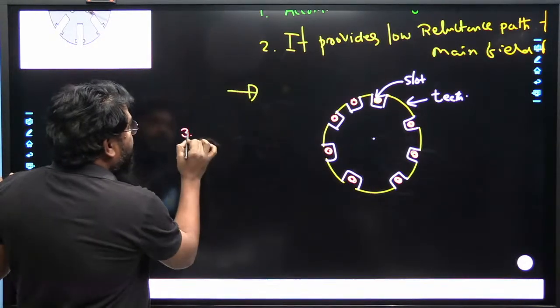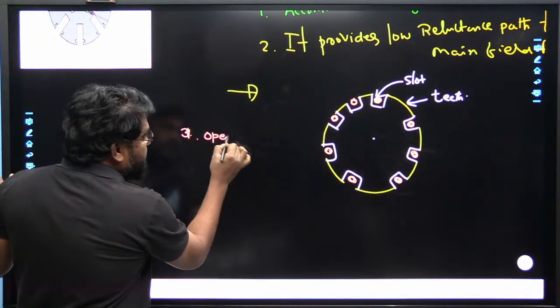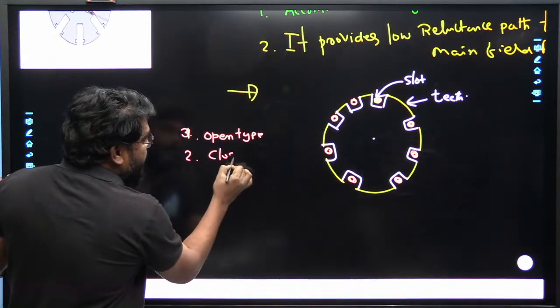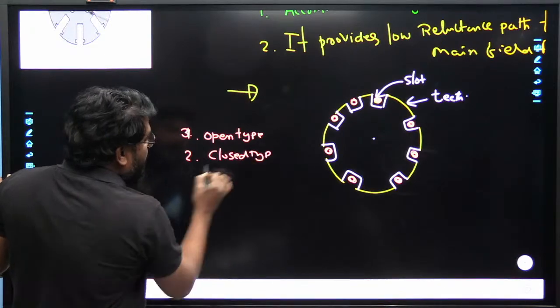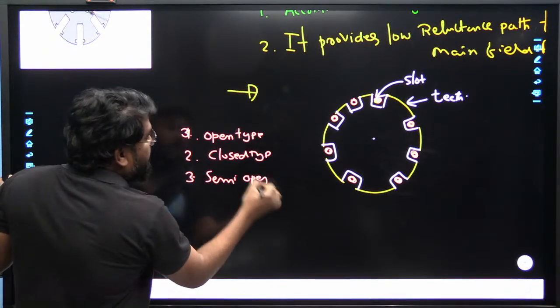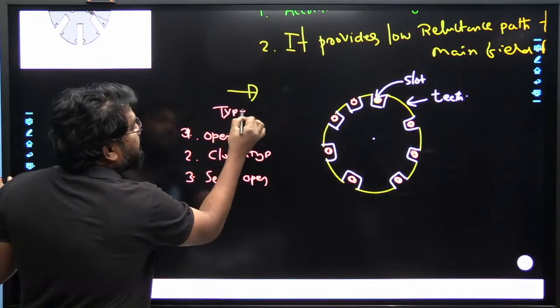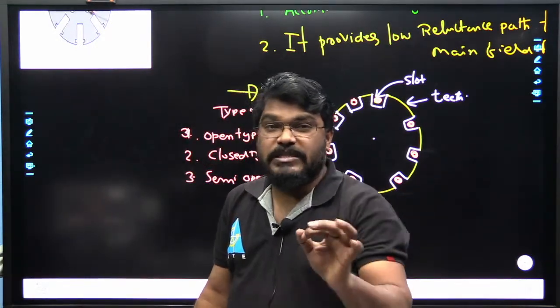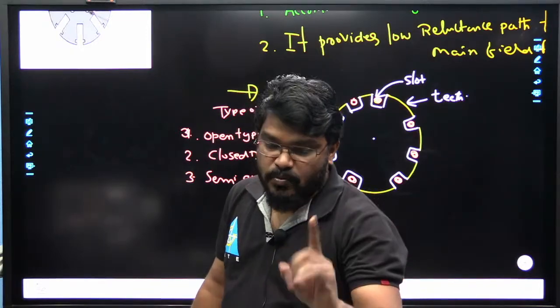One is the open type slot, and the second one is the closed type slot. The third one is the semi-open type slot. These are the types of slots in any electrical machine. But in the DC machine, which type of slots are prepared? This is also one more question.